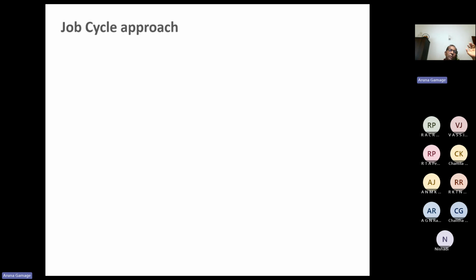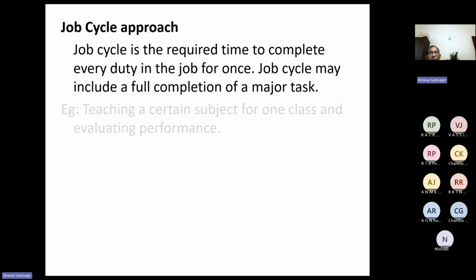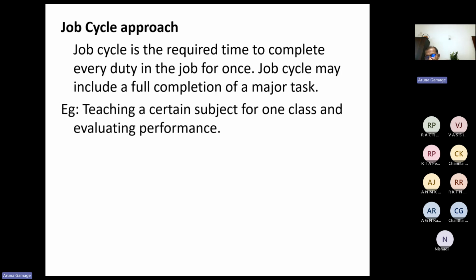And then the job cycle approach. You understand that for any employee, there is a job cycle. Job cycle is the required time to complete each and every job and every duty of the job once. Some jobs may have a shorter job cycle, some jobs may have a longer job cycle. The job cycle of a university lecturer is 6 months, one semester. Within 6 months we do everything and complete. Then again next semester we start from the beginning. Upon the completion of the job cycle, evaluation is made. We get the feedback from our students, our co-workers and peers.